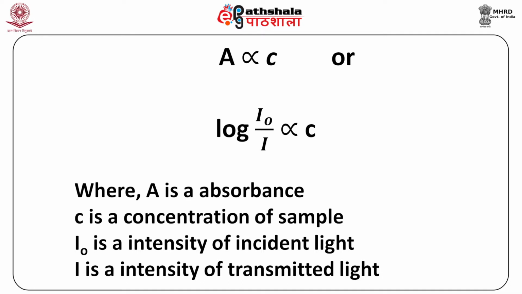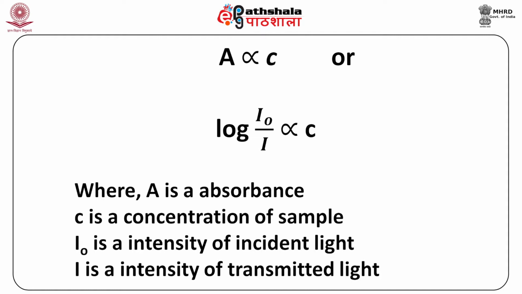concentration. Or we can compute it like this: we can calculate the absorption by considering the intensity of the incident light, that is I naught, and the intensity of the transmitted light, that is I. The difference between the two values will give us the intensity of the light absorbed.